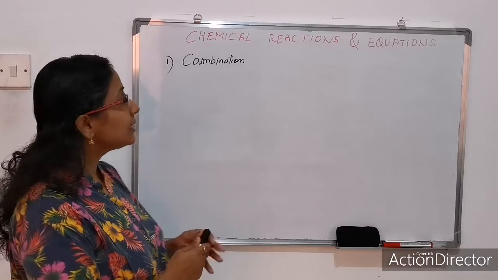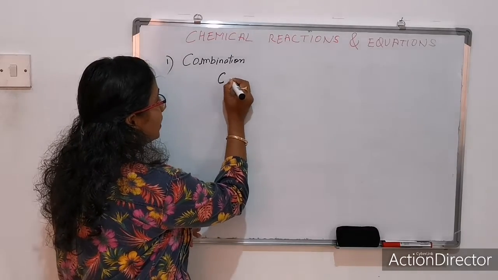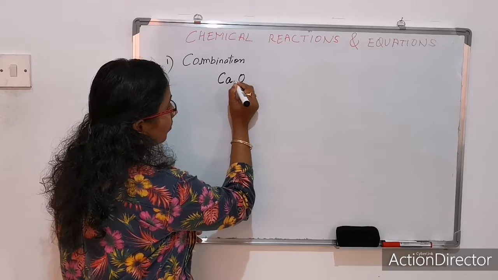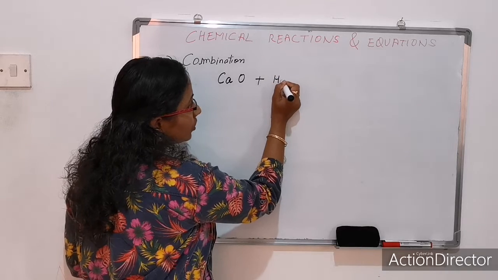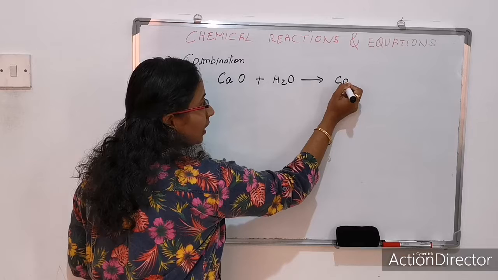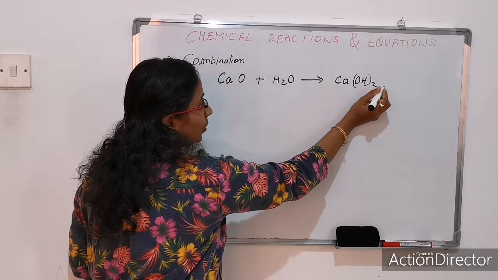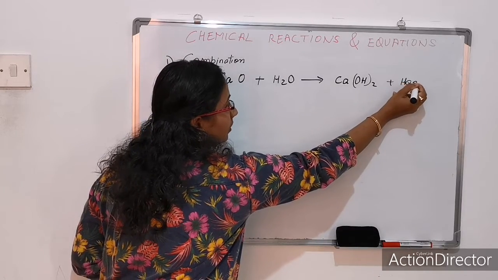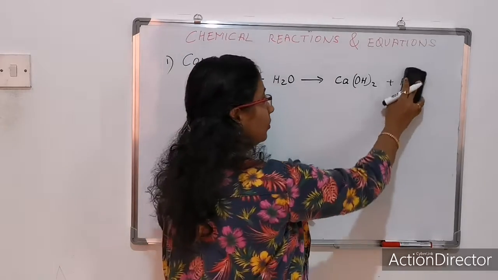Okay, now the best equation for this is CaO, this is together one compound, plus H2O gives Ca(OH)2, calcium hydroxide, plus heat. Okay, this we will not write now.